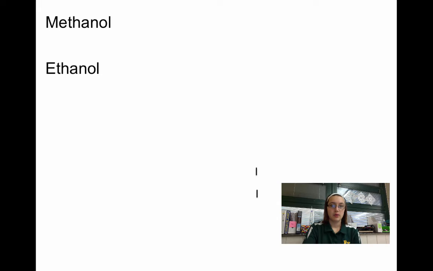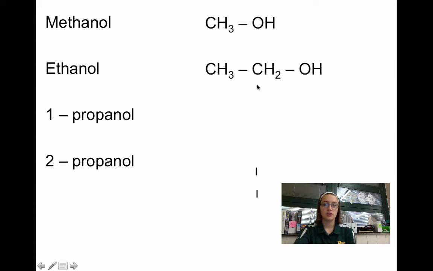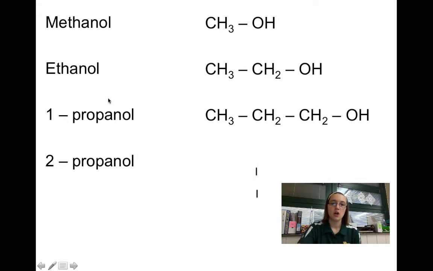So some examples. We have methanol. Off of methane, one carbon, so CH3OH. Notice carbon still has 4 bonds. CH3OH is your methanol. Ethanol, which we use a lot in lab, has 2 carbons. So CH3CH2OH. Notice it's still in a straight line, but you could bend it if you wanted. That's still considered a straight chain.